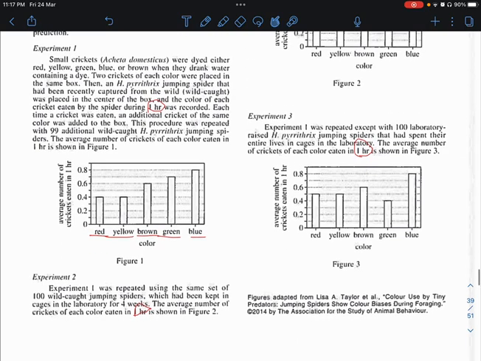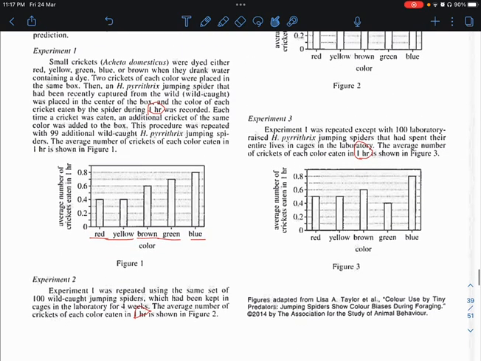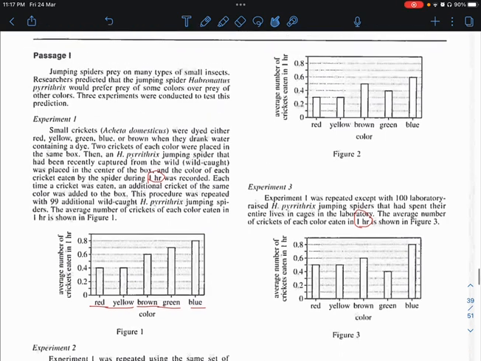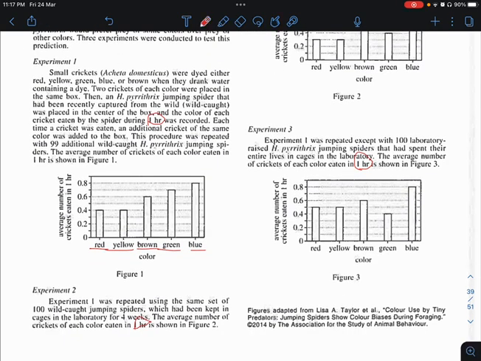In experiment 1, which belongs to figure 1, it's talking about jumping or Phidippus jumping spiders that had been recently captured from the wild. So wild-caught. So here we have two things. First, specific colors of crickets, and we have spiders that were caught from the wild. Okay, let's go back to the question.